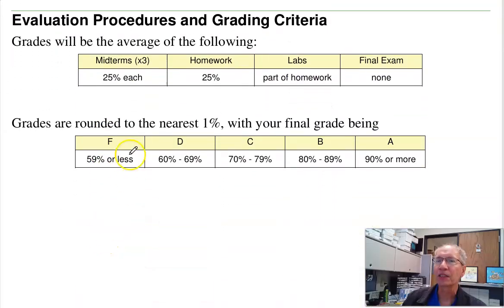In terms of grading, this class will have 3 midterms and homework sets. The grade is the average of those 4. Labs are part of the homework sets. They're not separate, and there is no final. The overall grade, if you have 90%, you got an A, 80% a B, 70 is a C, and so on.